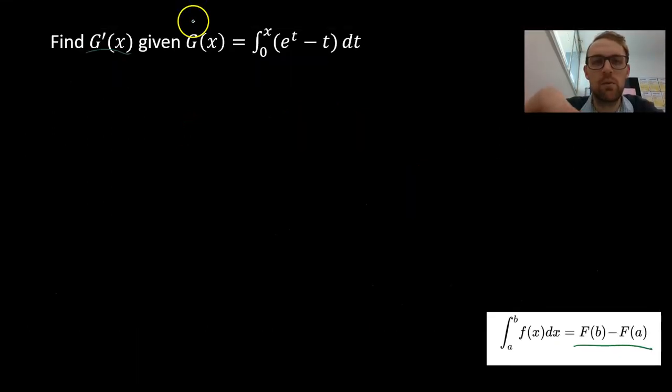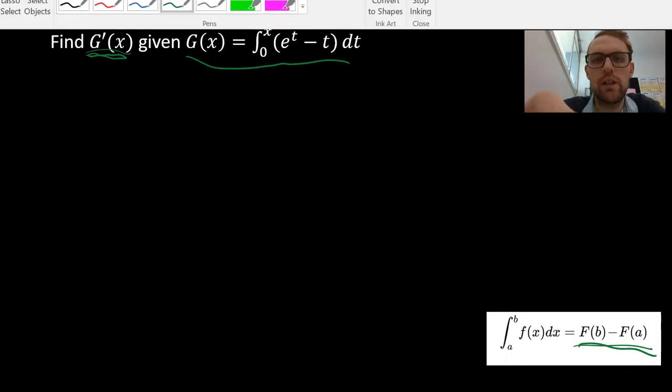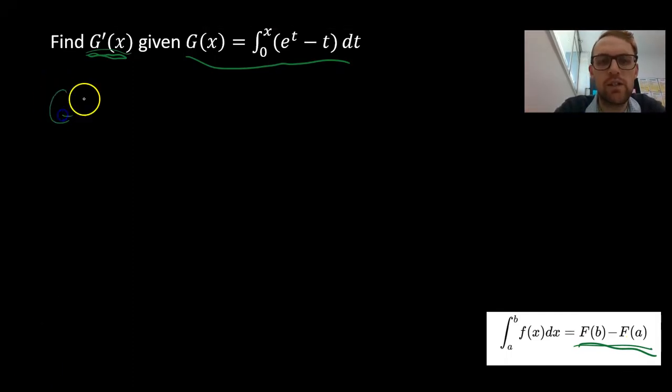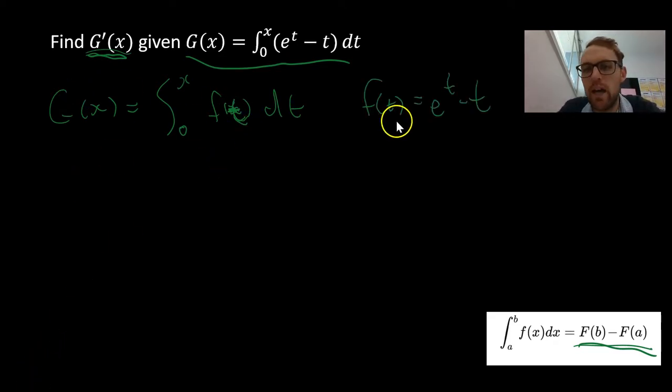So we're going to have a look at our final example here. We want to find g dash of x given our g of x. We're going to use our fundamental theorem of calculus as well to work this out. The first thing I'm going to do is write this out a slightly different way. I'm going to write this as g of x equals the antiderivative from x to 0 of f of t, sorry, it's currently t as the variable, dt. And that's going to be really important later why I've written it like this, where my f of t is this.